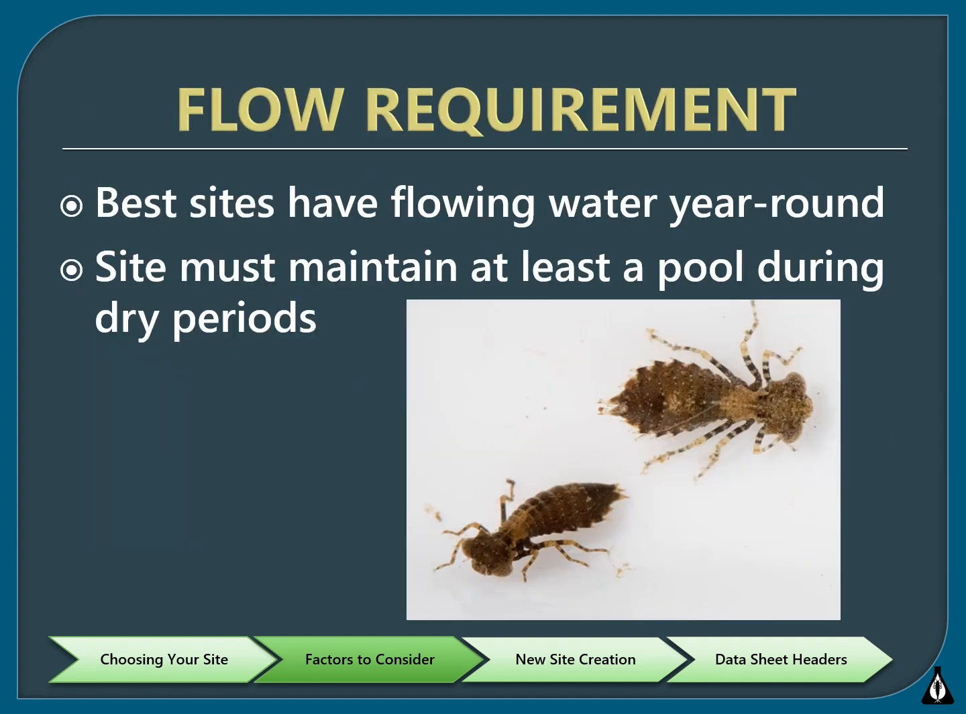When it comes to monitoring, keep in mind the type of stream you are monitoring. The best kinds of streams are perennial streams that have constant flowing water. Intermittent streams are also good, but keep in mind that those streams must at least maintain pools within dry periods. If you are not sure if your stream is intermittent or ephemeral, it may be helpful to check your stream during a dry period, such as late summer, to make sure that the stream is maintaining at least pools.